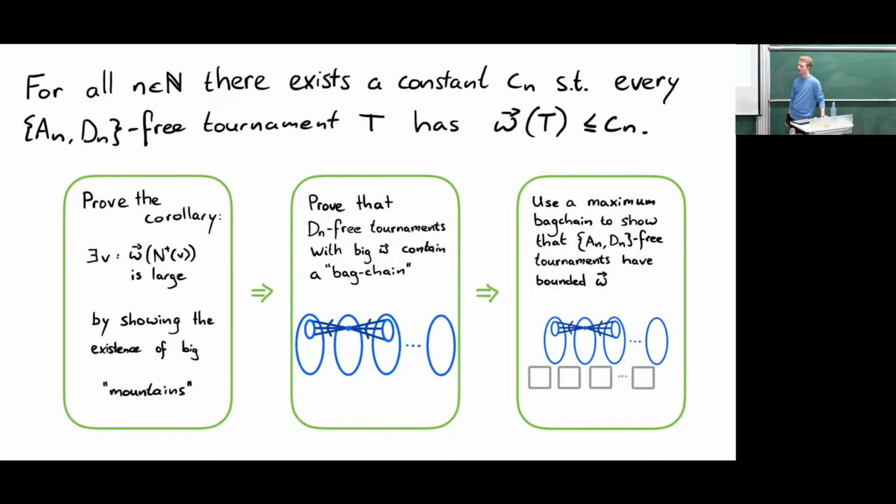There might be some way of constructing mountains if you choose your cliques, the orientation of your cliques cleverly, but I'm not entirely sure if that's possible. And my second question is, if you exclude a hero, then it has bounded dichromatic number.